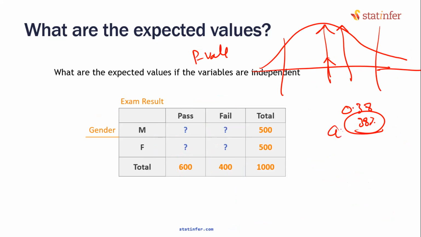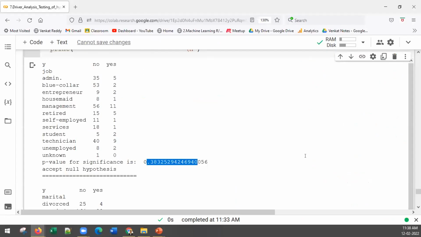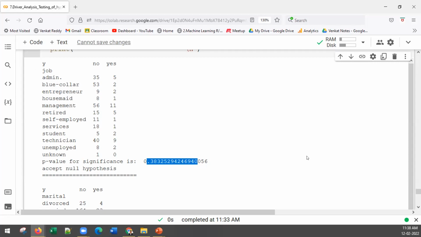Accept. What are you accepting here? Independence or dependence? Independent. So what are we saying? Job type, is it independent of the target variable or dependent? Think about it, all of you. Look at all these steps. You are accepting the null hypothesis.